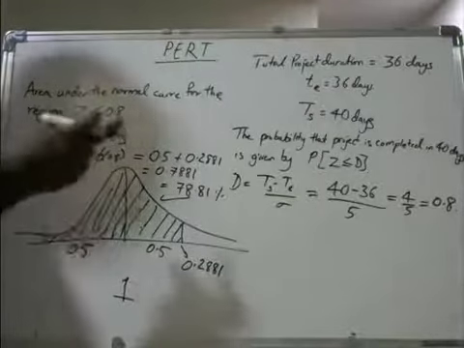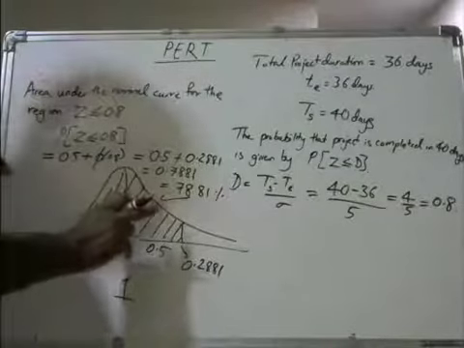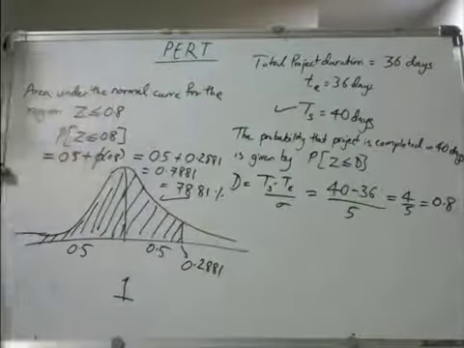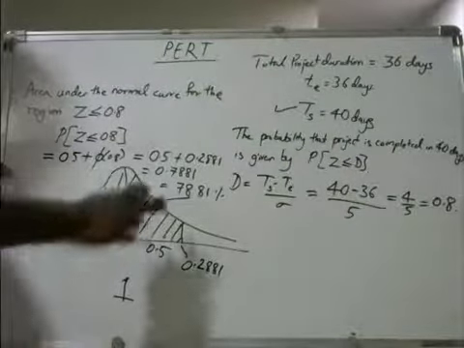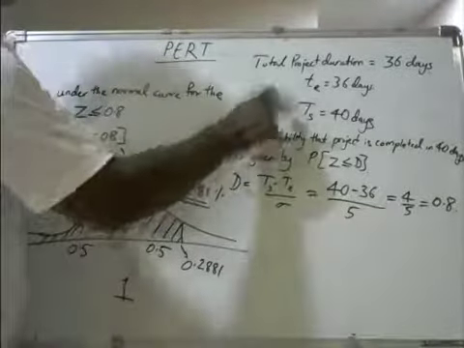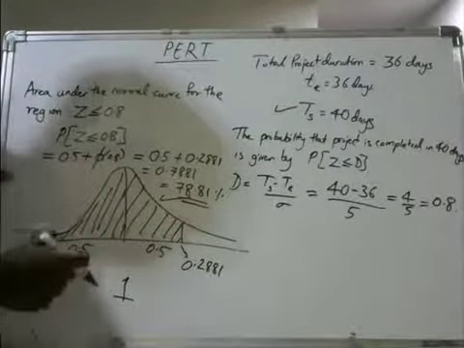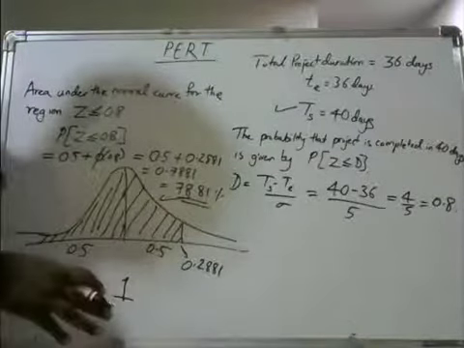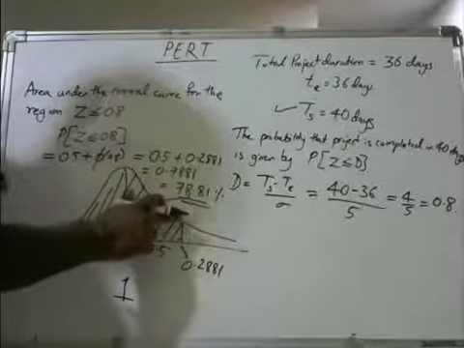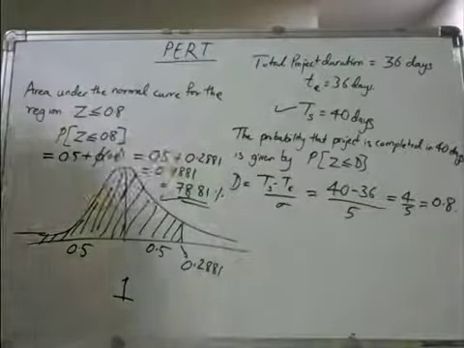Now what is this 78.81%? There are chances that the project gets completed within the scheduled given time, that is 40 days. So there are 78% chances that the project gets completed within 40 days. Now you have to put a conclusion box. If the project is performed 100 times under the same conditions, there will be 78.81 occasions for this job to be completed within 40 days. It means there are 78% chances that it gets completed within 40 days.